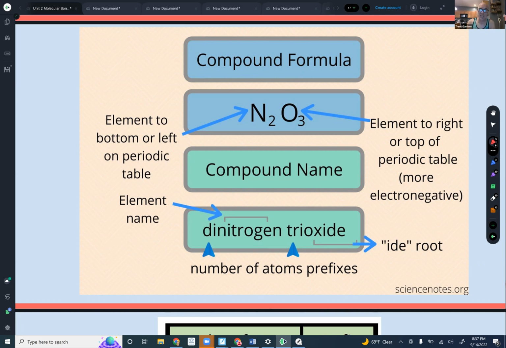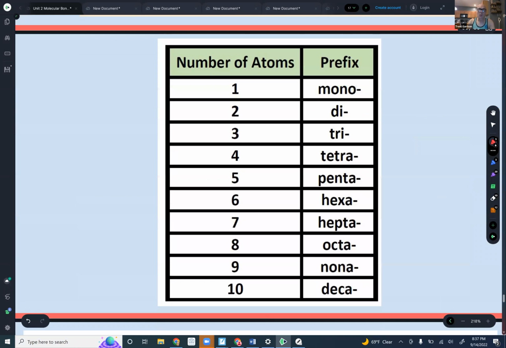So instead, we have to tell people what the number of atoms are. In this case, we're going to use prefixes that have numerical values. And so here's your list. 1 is mono, 2 is di, 3 is tri, 4 is tetra, 5 is penta, 6 is hexa, 7 is hepta, octa is 8, 9 is nona, and 10 is deca.